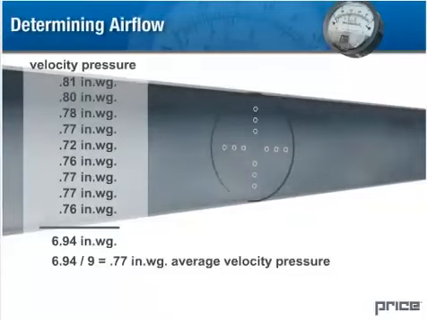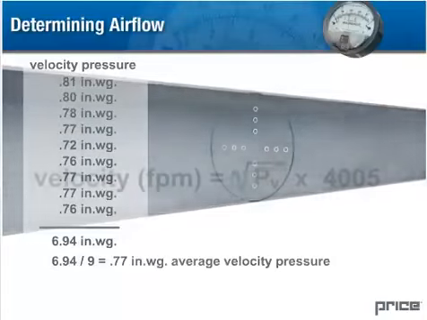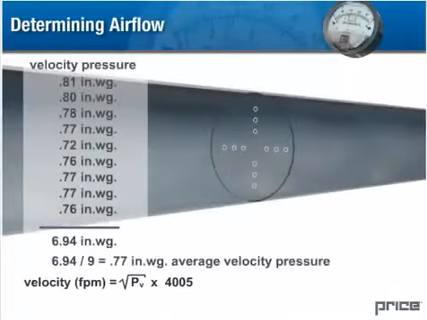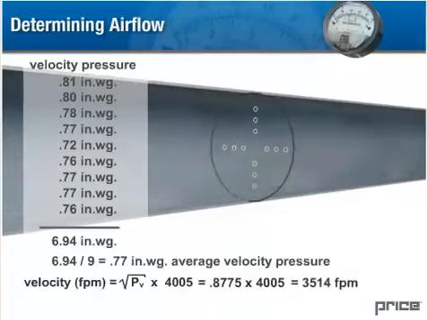Once we know the velocity pressure, we can use this value to determine the air velocity in feet per minute using this equation. We take the square root of the velocity pressure in inches of water, in this case the square root of 0.77, and multiply it by 4,005 to arrive at an air velocity of 3,514 feet per minute.